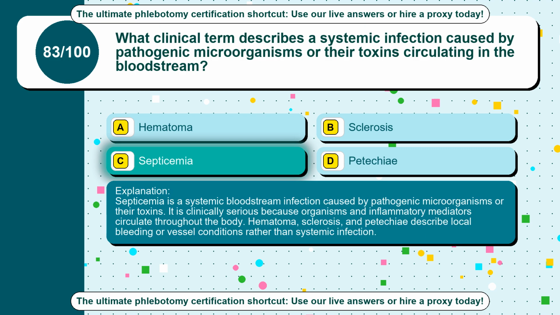Septicemia is a systemic bloodstream infection caused by pathogenic microorganisms or their toxins. It is clinically serious because organisms and inflammatory mediators circulate throughout the body. Hematoma, sclerosis, and petechiae describe local bleeding or vessel conditions rather than systemic infection.